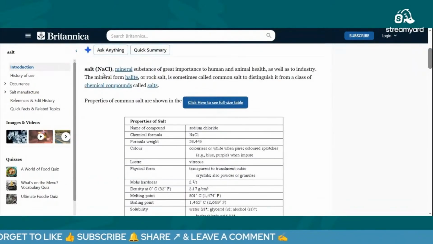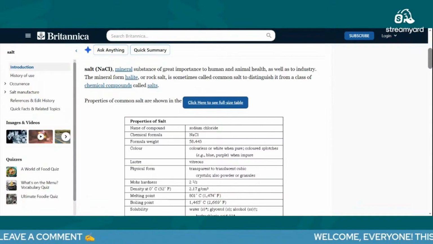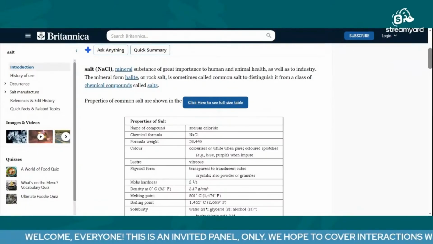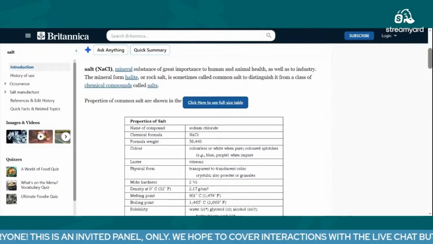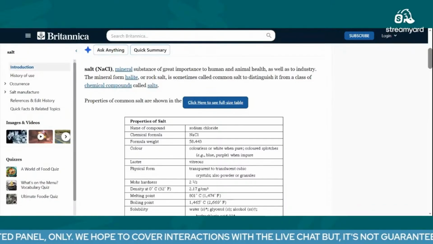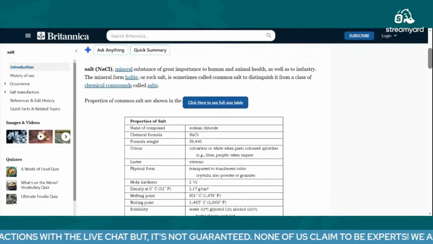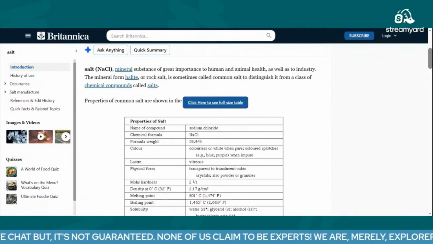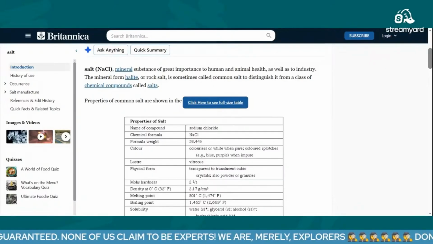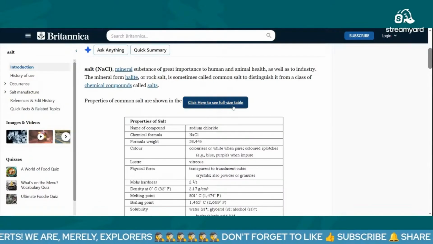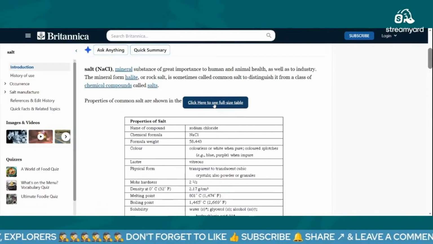So it says salt, NaCl, mineral substance of great importance to human and animal health, as well as to industry. The mineral form halite or rock salt, I think it's pronounced halite, is sometimes called common salt to distinguish it from a class of chemical compounds called salts. Properties of common salt are shown in the table.